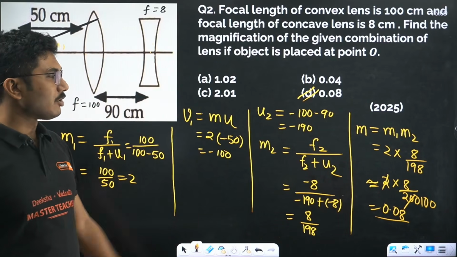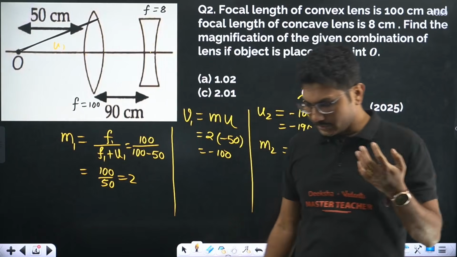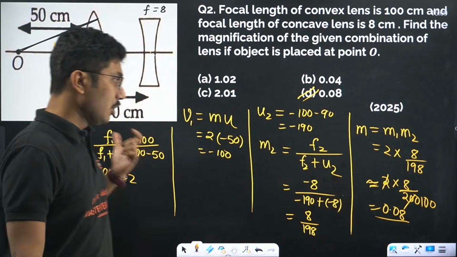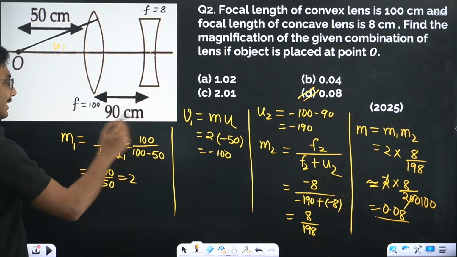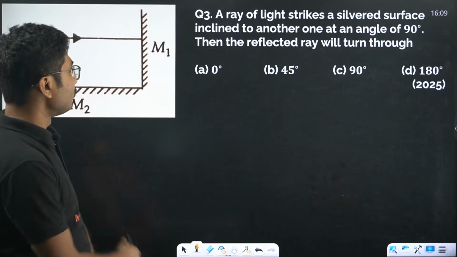Now this method is obviously particularly applicable for this kind of combination of lenses. Based on different situations, we will apply different formulas, but this is one of the very basic formulas in COMEDK. Let's move on to another question.